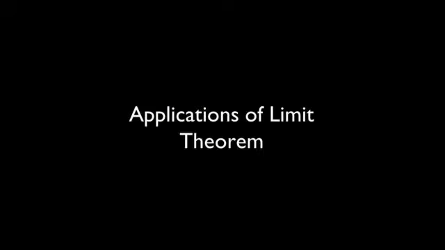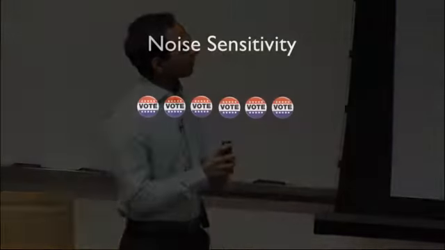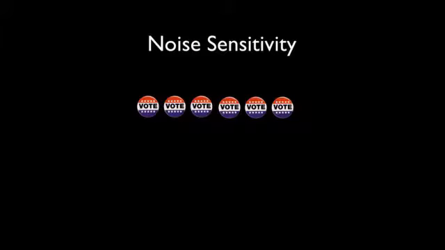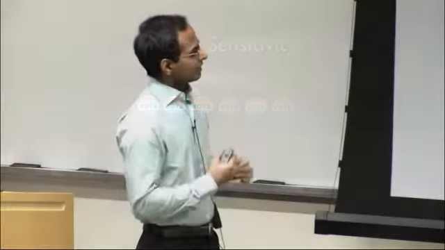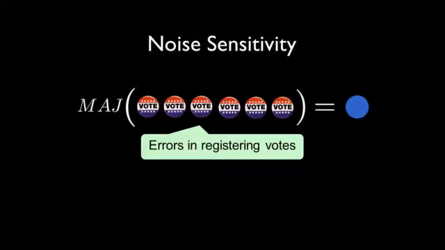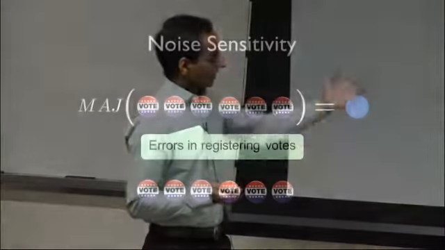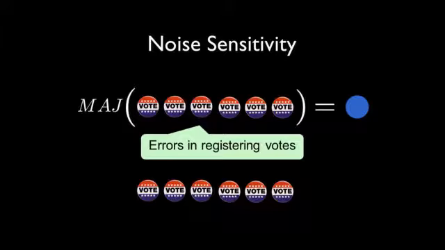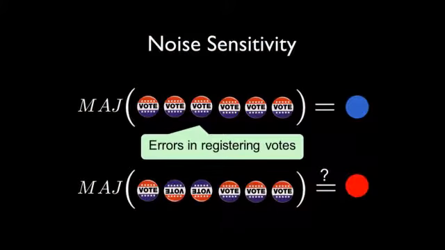So let me now talk about the applications of the limit theorem, and we'll see how to use the limit theorem to beat union bound in various cases. The first application I want to talk about is noise sensitivity. Let's say you have some election where people cast their votes, and you decide the outcome of the election based on a majority. And what we are interested in here is what if there are errors in registering the votes. So you have these votes again, and there are errors, and what we'd like to know is if the errors cause the outcome of the election to change.